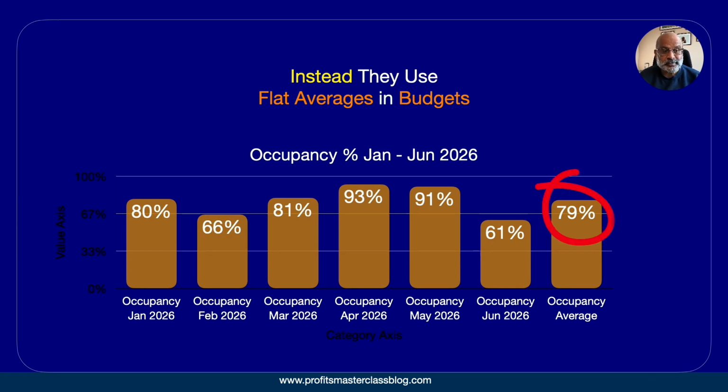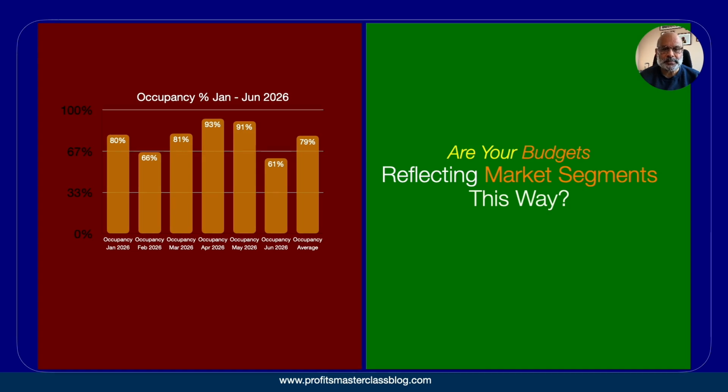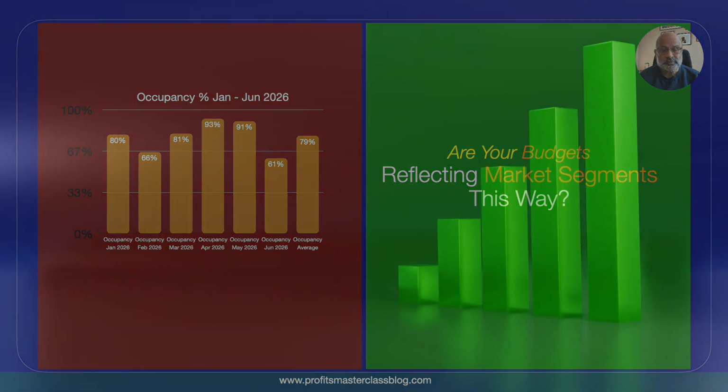However, the average of 79% for the 6 months does not reflect any individual month's occupancy, and more so with the market segments. If you use this average, your budget will have no specific monthly basis. Many hotel managers are guilty of using these flat averages. Are you considering the demand increase or decrease in your market segments? Let me illustrate.